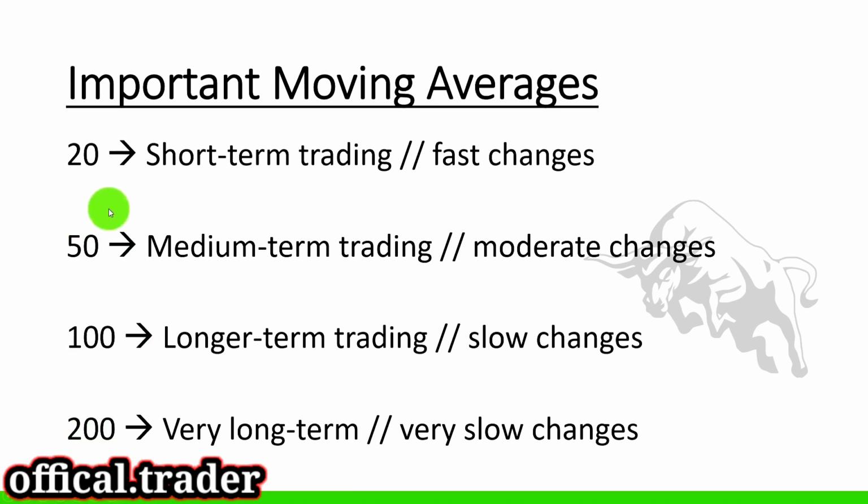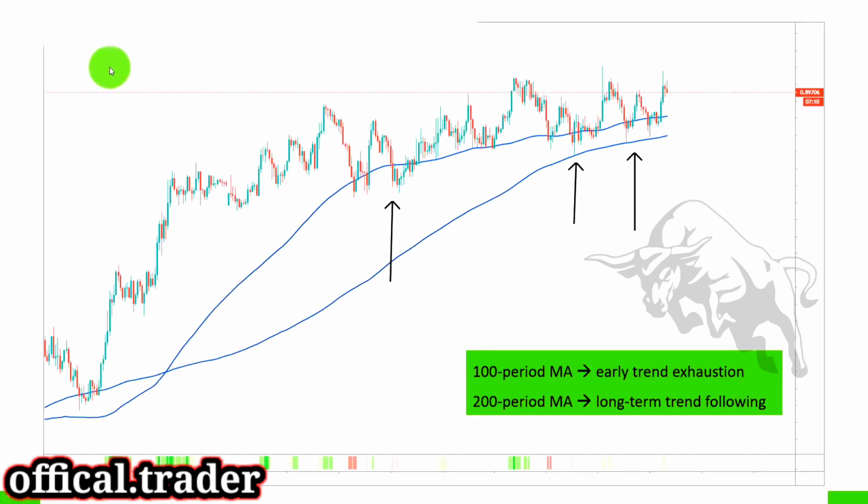In this video, we are mostly focusing on the 50, the 100, and the 200, and I will show you how to use them in your trading. So here in this example, we have the 100 period and the 200 period moving average. I use a simple moving average. It doesn't really matter the differences between the SMA, the EMA. They are very, very small.